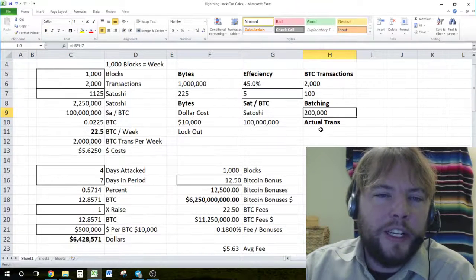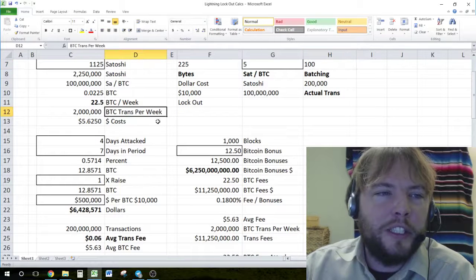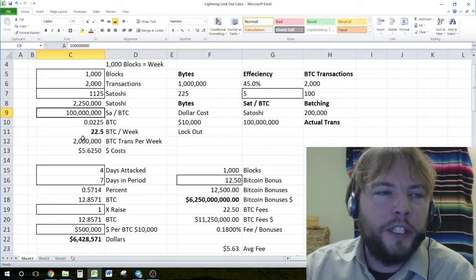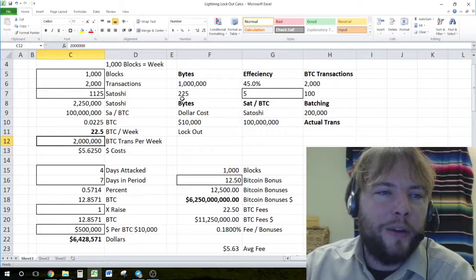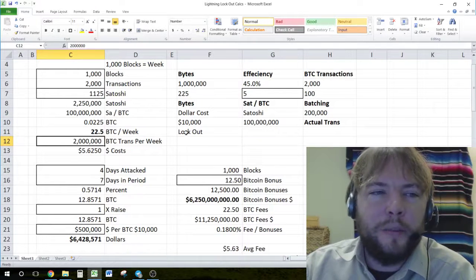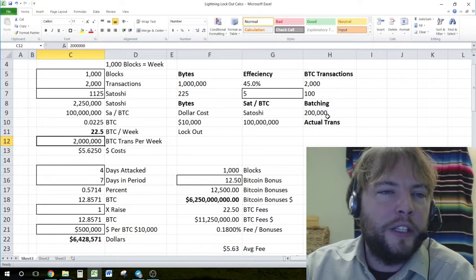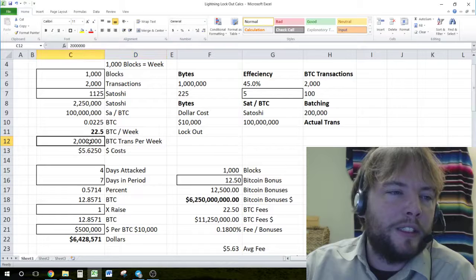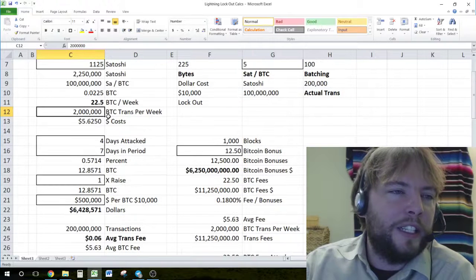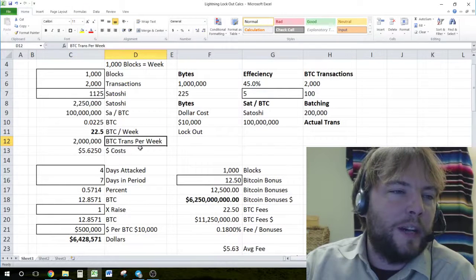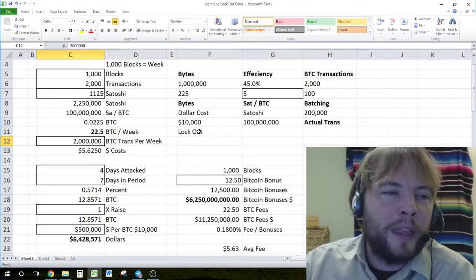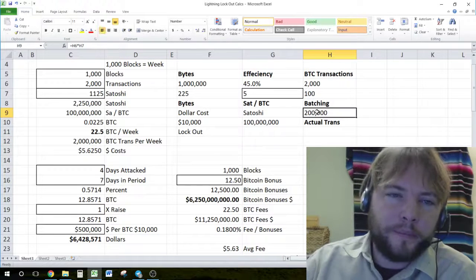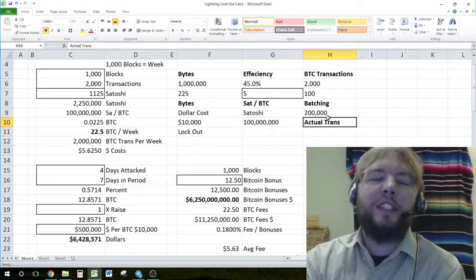So the way that you get your actual transactions to be a much larger number than your actual Bitcoin transfers per week, because your Bitcoin transfers with our default scenarios are limited to 2 million per week, no matter what. There's nothing you can do about that. Now, that's 2 million per 1,000 blocks. So in the event of an attack, it's actually not per week, it's per 1,000 blocks, but we'll say 2 million per week, is you do something called batching.